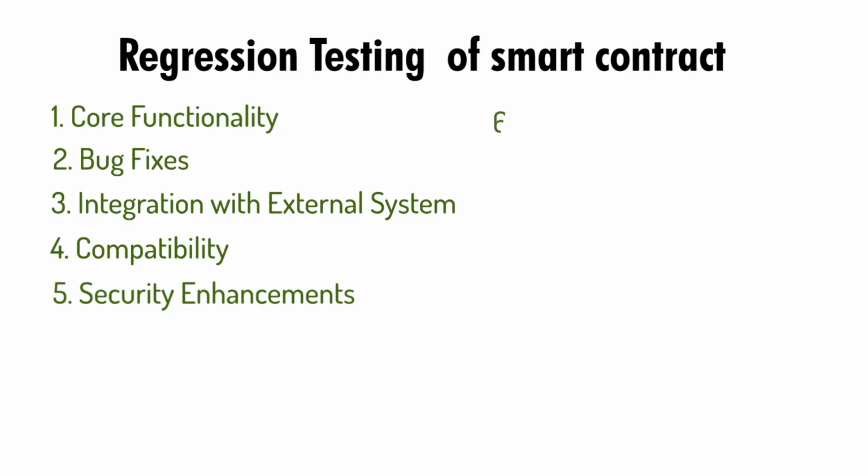identified risk. Performance improvement. Test the performance enhancements implemented in the contract to improve the response time, gas efficiency, or scalability. Verify that the contract now performs better and meets the desired performance benchmarks.